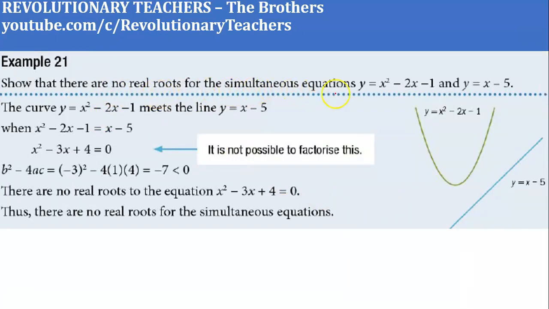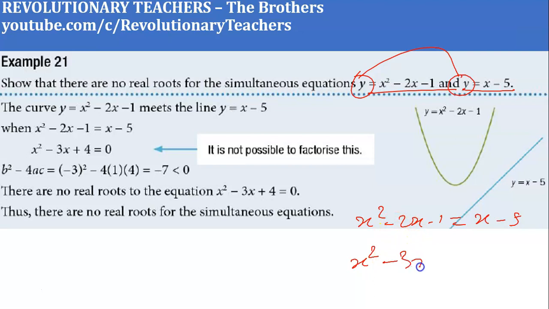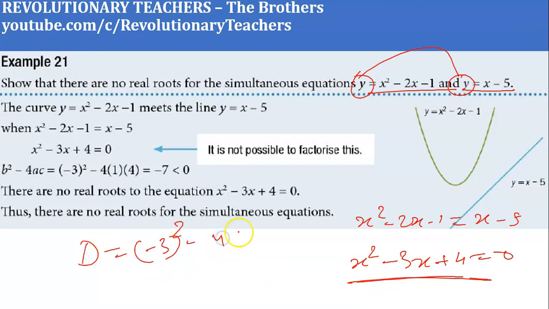Show that there are no real roots for the simultaneous equations. How are we going to solve them? Equate these two. To find the intersecting points, you have to equate them. So y is x square minus 2x minus 1 and y is also x minus 5. When you take it on the left hand side, you will have minus 3x and this will be plus 4 equal to 0. For finding the discriminant, you will get b square minus 4ac, and that will be equal to minus 7, which is less than 0, negative. So it is not possible to get a real solution.